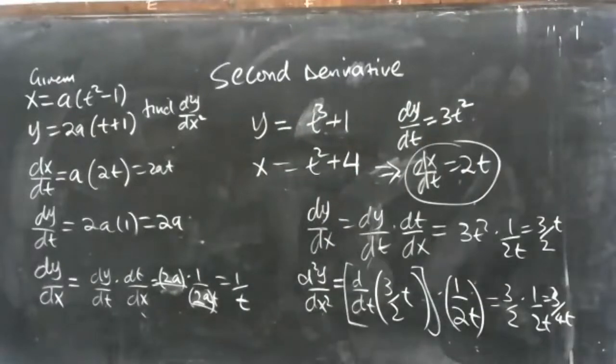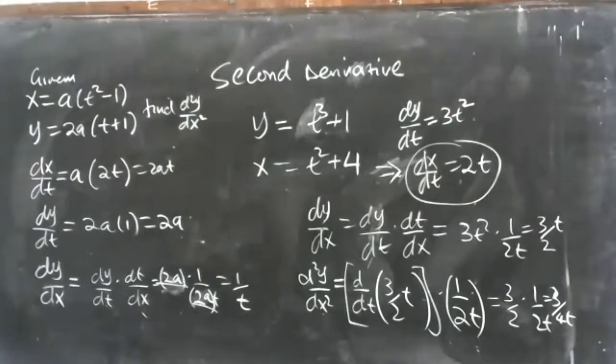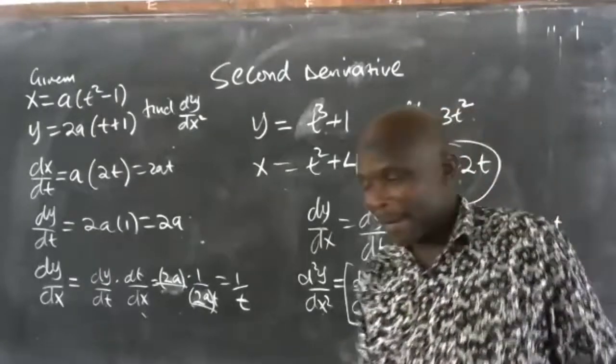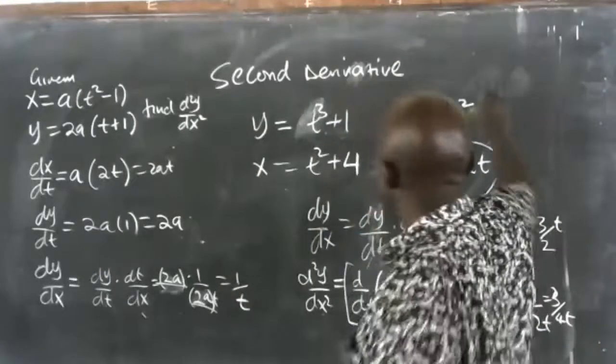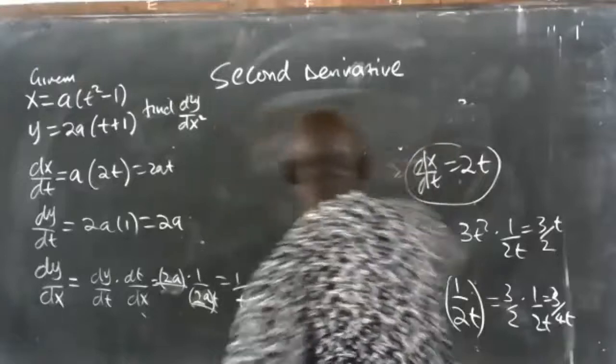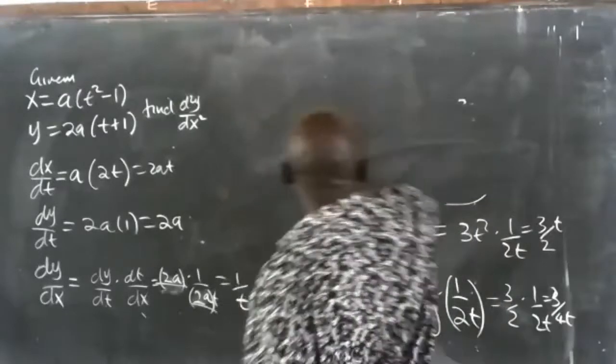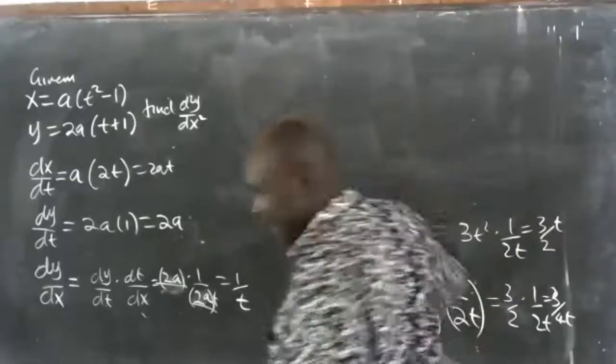Yes, I have an answer. What are you getting? I have my answer as 1 over 2a t. Well, we have got dy/dx. Now we are going to find our d squared y by dx squared. I think we are going to move it very fast. Some people understand very fast, others take some time.